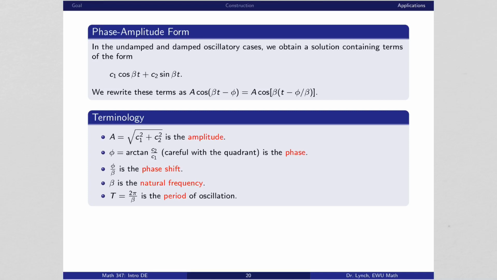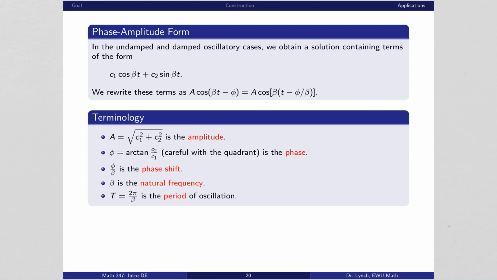Now, of course, we may want to have a phi that's in the second or third quadrant, depending on the signs of the sine and cosine term in front of the phi. So you have to adjust that a little bit carefully sometimes. Phi over beta turns out to be the phase shift. You can think of that as a shift on the t-axis. We call beta the natural frequency, and capital T, 2 pi over beta, is the period of the corresponding oscillation.